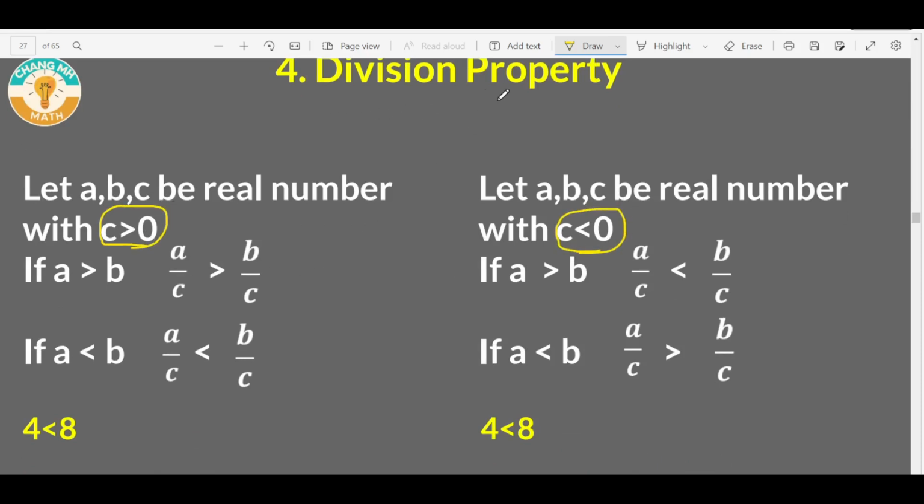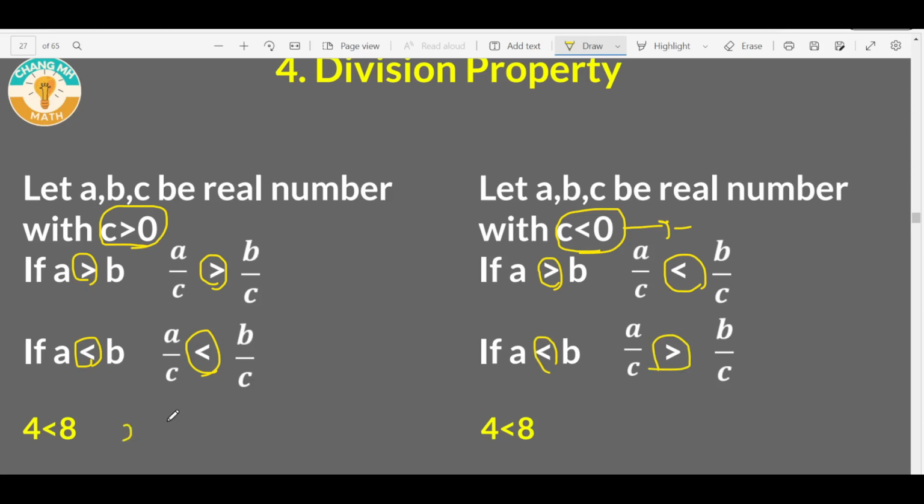As it is division, you have to divide. So when you divide with a positive value, the signs will not change. Greater than will still remain greater than, less than will still remain less than. But when you divide with minus values, the signs will change. Greater than will become less than, and less than will become greater than.